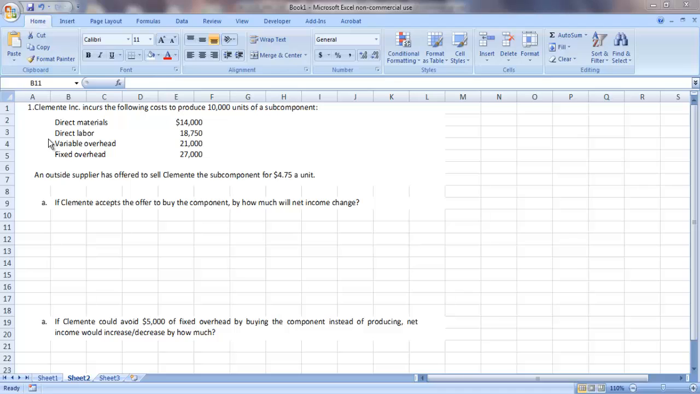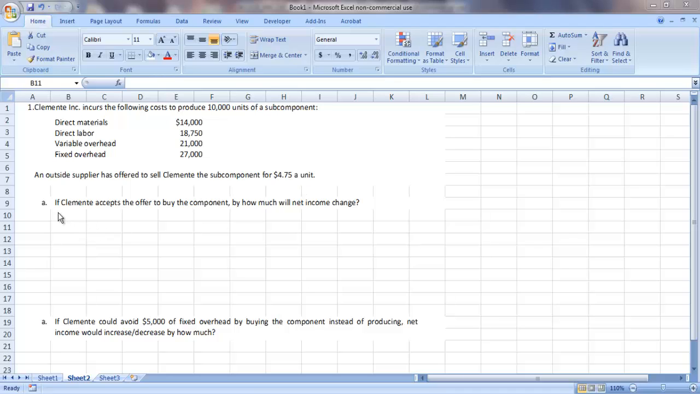If we look at our sample data, we read that Clementi Inc. incurs the following cost to produce 10,000 units of a subcomponent. Direct materials, $14,000. Direct labor, $18,750. Variable overhead, $21,000. Fixed overhead, $27,000. We also know that an outside supplier has offered to sell Clementi the subcomponent for $475 a unit.